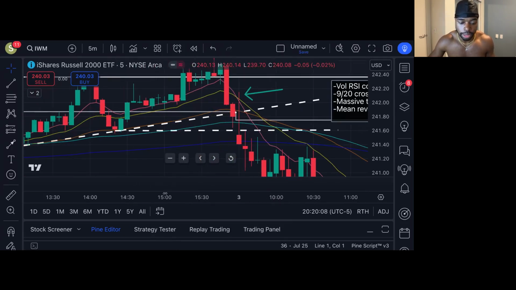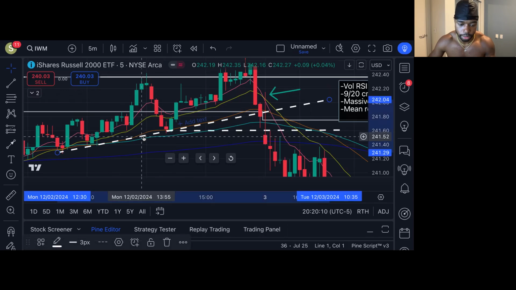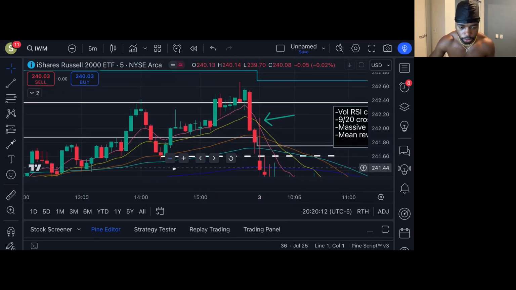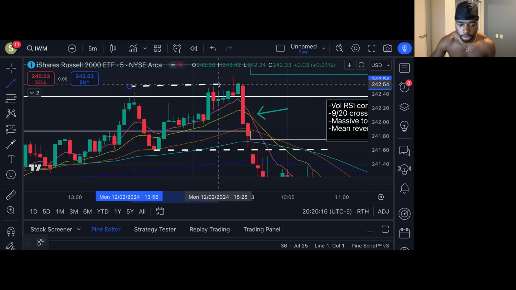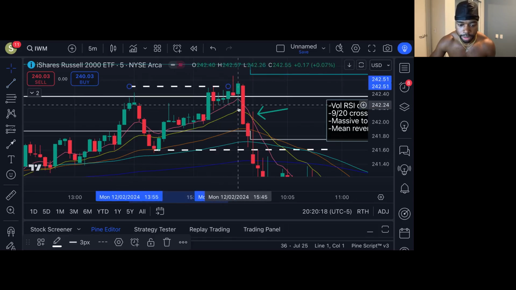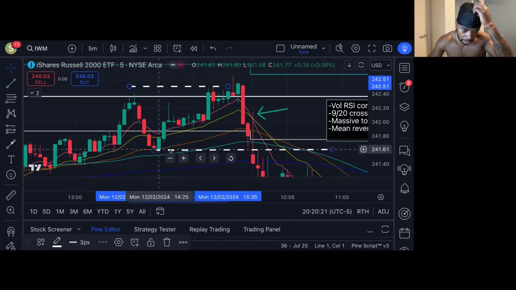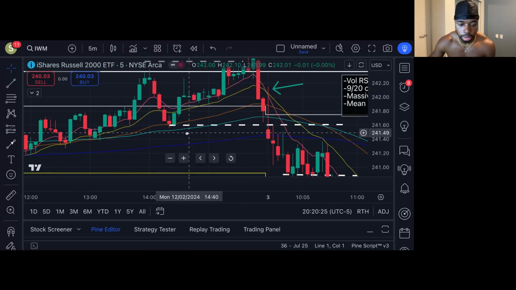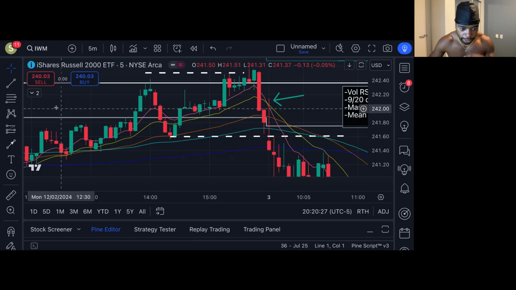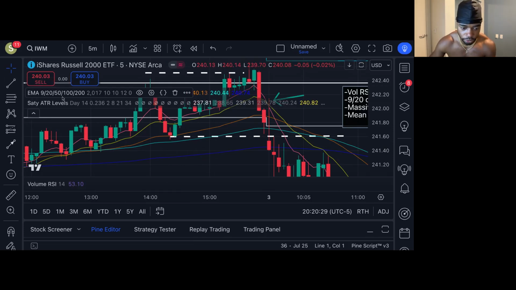What else? The next thing I noticed was we had pretty much a near double top here. If you watch my videos, you know one of the best setups that exists is a double top neckline break. Notice we gap down below this neckline. Let me take these ATRs off real quick.